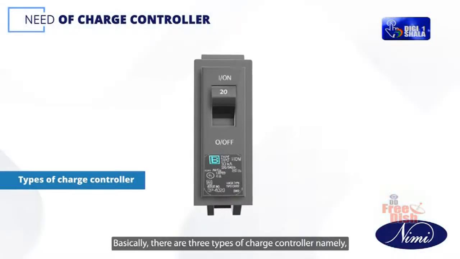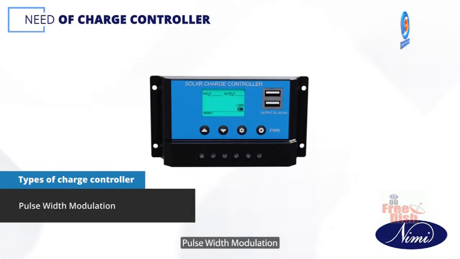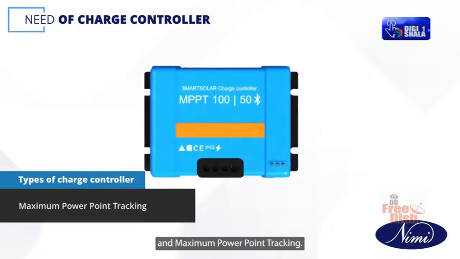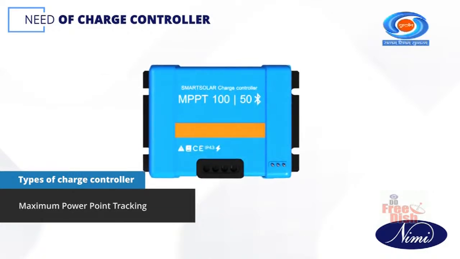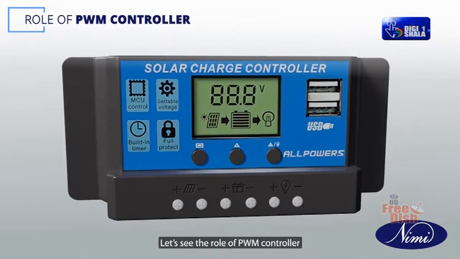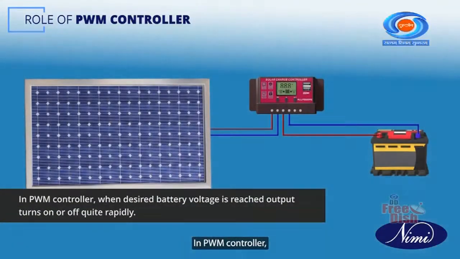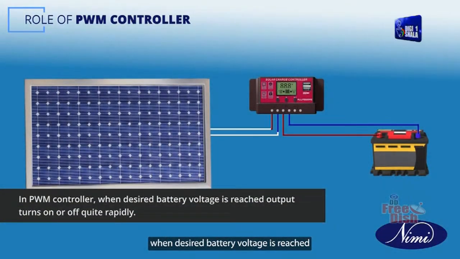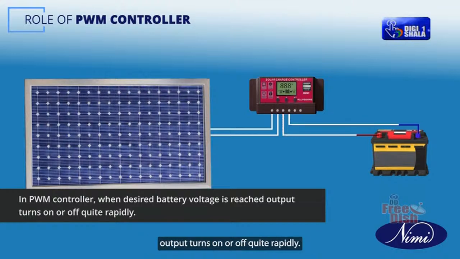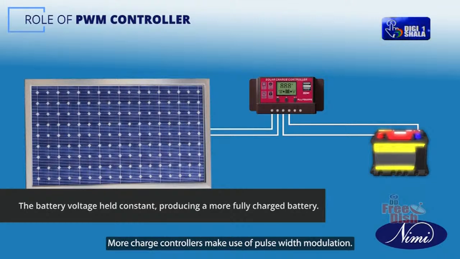Basically, there are three types of charge controller, namely on or off type controller, pulse width modulation, and maximum power point tracking. Let's see the role of the PWM controller in controlling power of the solar panel and solar battery. In a PWM controller, when the desired battery voltage is reached, the output turns on or off quite rapidly. The battery voltage is held constant, producing a more fully charged battery. Most charge controllers make use of pulse width modulation.